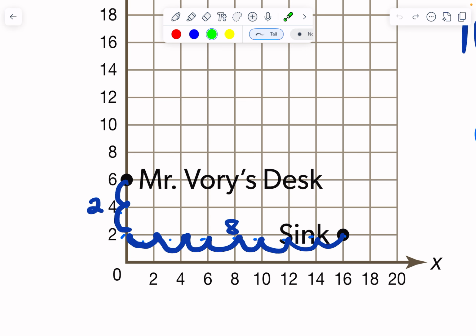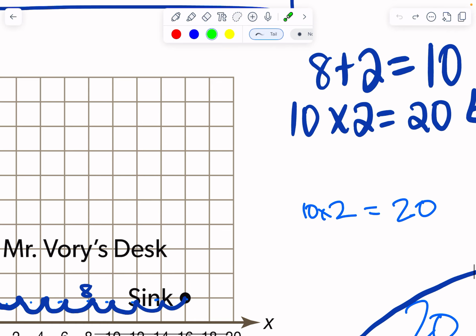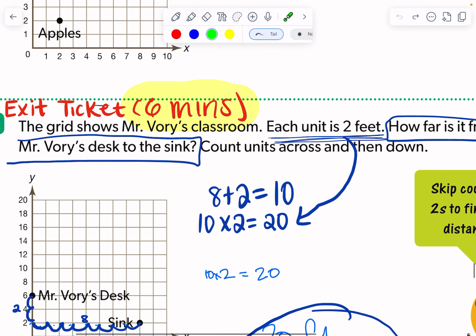So students will see here that, okay, they had to move 2 units down and 8 units to the right. 2 units down, 8 units to the right, 8 plus 2 gives you 10. But if each of those units is 2 feet, then they would need to do 10 times 2, giving you a total of 20.